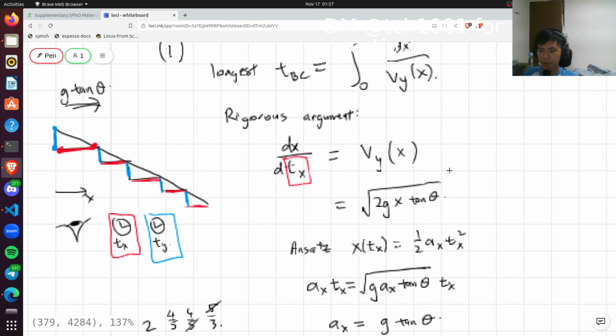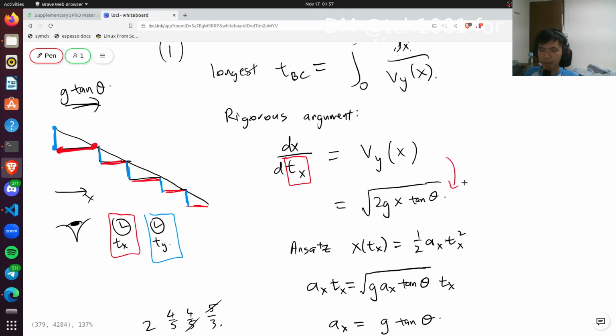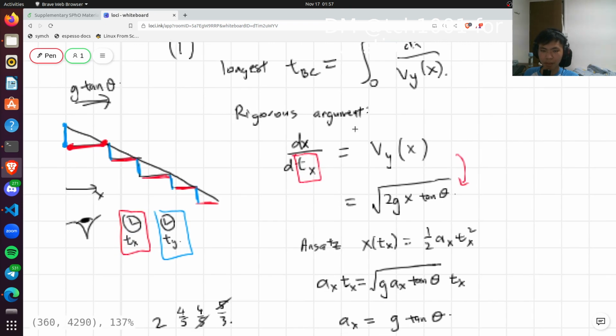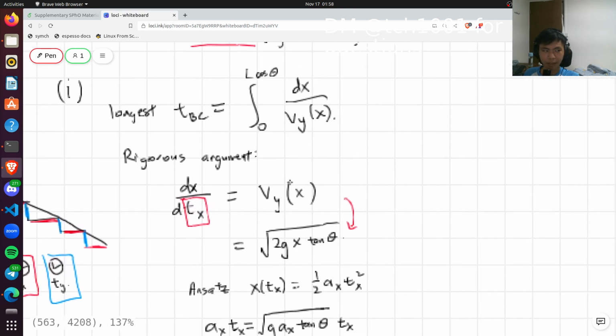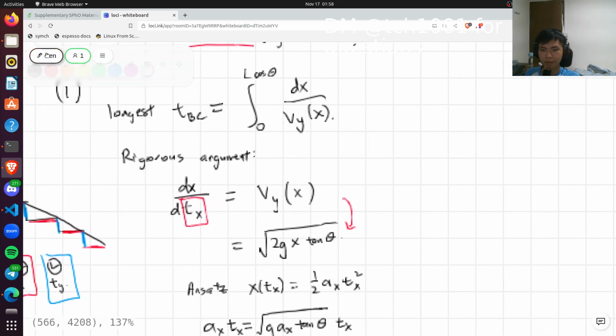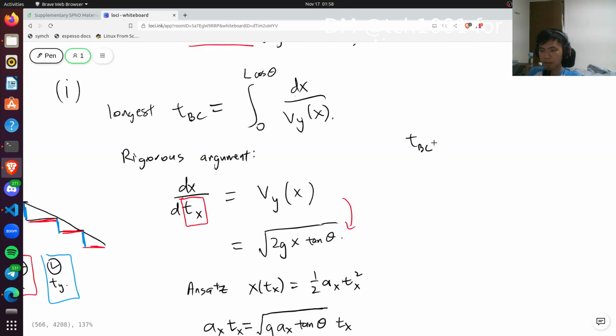Then what do we know about vyx? vyx is this form, as established earlier, by using trigonometry and v squared equals 2as. So when we look at this, what are we actually doing here? When we're doing this integral, what we're actually doing is saying TBC is equal to the integral from 0 to TBC of dt. And then based on that, dt is actually equal to the integral from 0 to the length of BC.